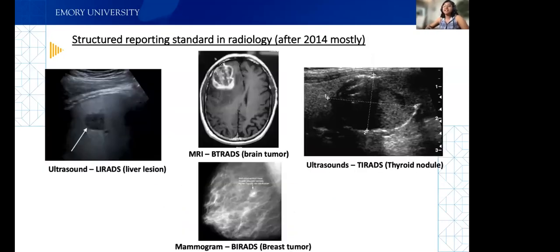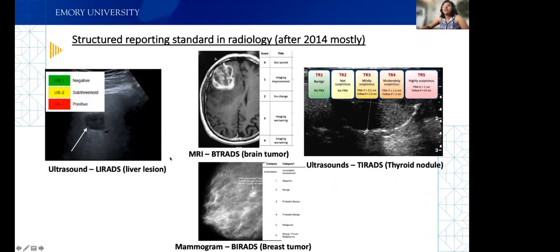But in radiology, it has a lot of value if we can use the clinical text to generate the annotation automatically, because currently radiology is using structured reporting, starting mostly from 2014. So for ultrasound of liver lesions, we have LI-RADS, then we have BT-RADS for brain tumors, TI-RADS for thyroid ultrasound, and BI-RADS for the mammogram. What it does is use as little free text reporting in the documents as possible, and finally it generates a kind of scoring for each of these defined studies.